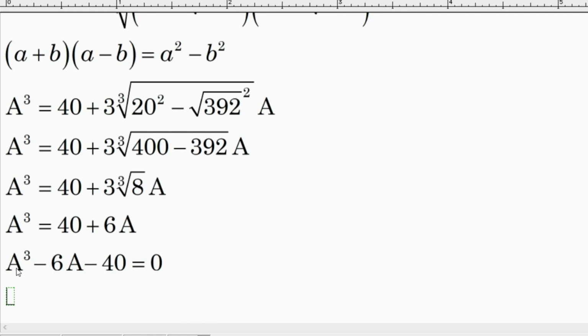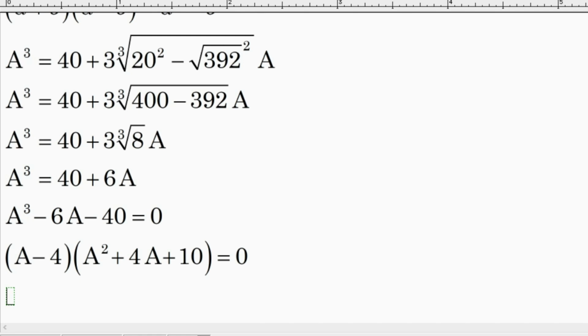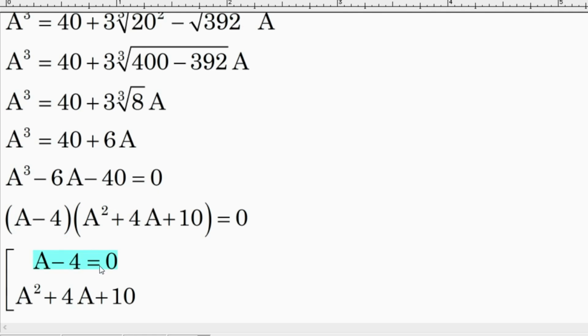Okay, so now we have a cubic equation here. So what we have to do is solve it by factorizing this equation. Okay, so if we factorize this equation, we will get this. Okay, so this equation can be factored into two factors like this. Okay, so now we have two factors equal to 0. Then we can set each factor equal to 0. Okay, then now we will get this factor equal to 0 and this factor also equal to 0.